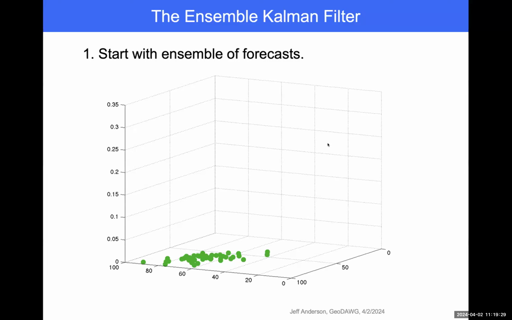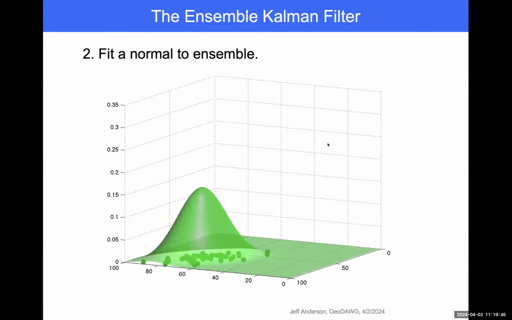I get an ensemble of forecasts. In this case, there are 20 little green dots here, which are 20 estimates from a model of the bivariate distribution of relative humidity at Dulles and in Baltimore. Now I'm going to proceed by simply fitting a normal distribution to that using simple sample statistics.